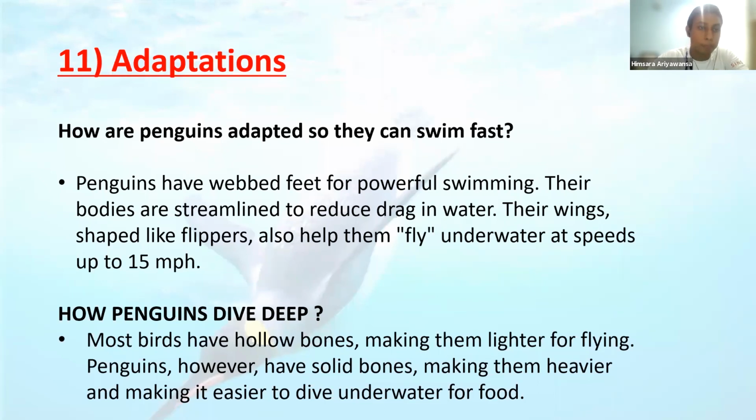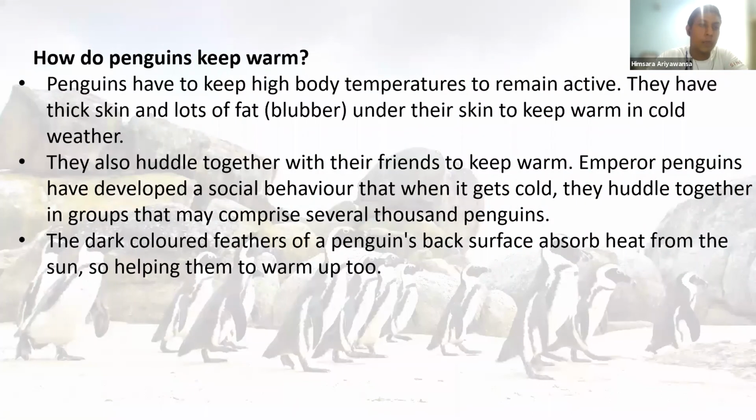And next one is how penguins keep warm. Penguins have to keep high body temperature to remain active. They have thick skin and a lot of fat, which is known as blubber, under their skin to keep warm in cold weather. So first adaptation in their body to keep them warm is the thick layer of fat, which is known as blubber. And they also huddle together with their friends to keep warm.